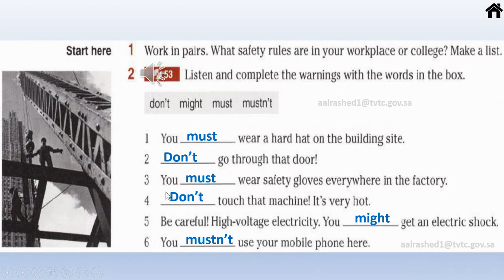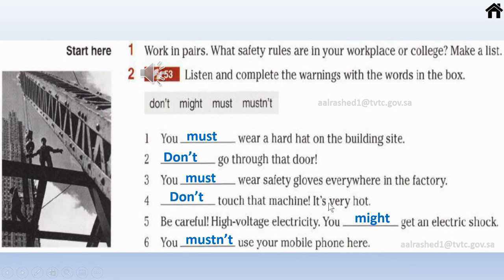Okay, look at number 5. You might get an electric shock. You might. We are not 100% certain whether you're gonna get an electric shock or not. So it is like a 50% chance that you might get an electric shock or not. So we are not sure. It is like maybe.